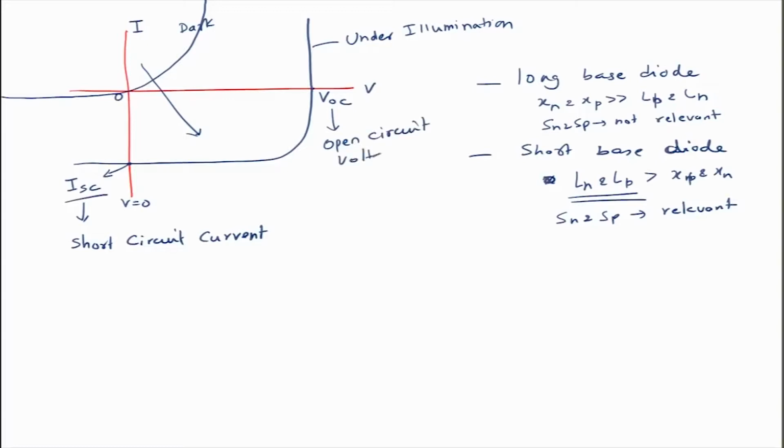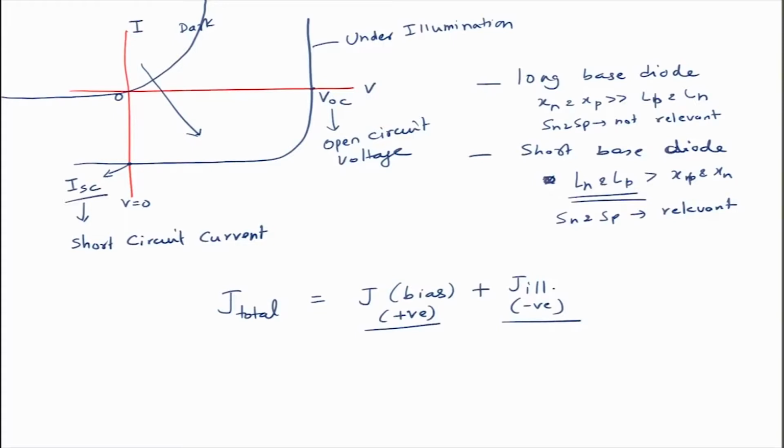circuit voltage. Essentially what happens at this point is, if you look at the total current, J total was equal to J bias, which is positive, plus J illumination, which is negative. At this point, these two components outweigh each other completely.